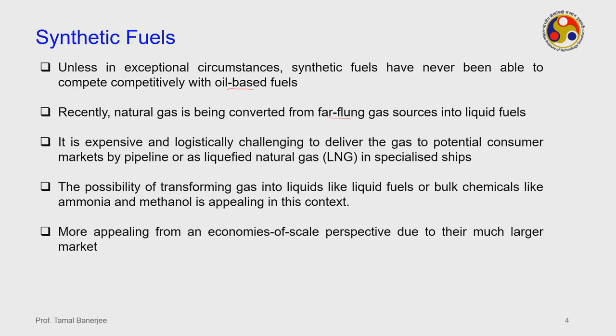That is the reason bulk chemicals like ammonia and methanol are easier to transport as compared to LNG or natural gas. Take ammonia, NH3: if you want to transport liquid ammonia as a fuel, it is easier, because liquid ammonia can easily be dissociated into nitrogen and hydrogen. So, it is a potential fuel. At around 7 atmospheres and 25 degrees Celsius, it is in liquid state.